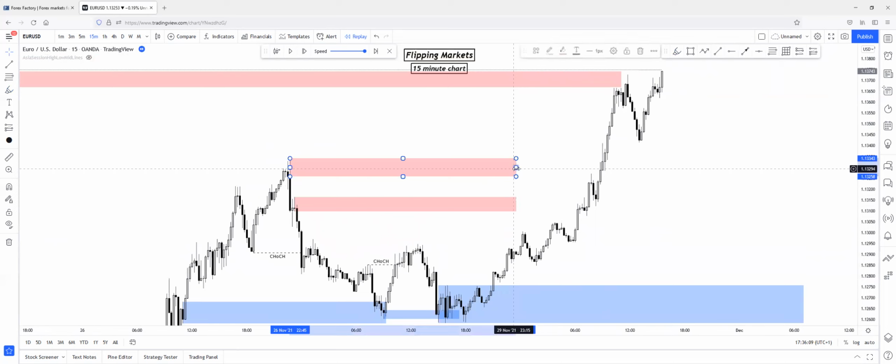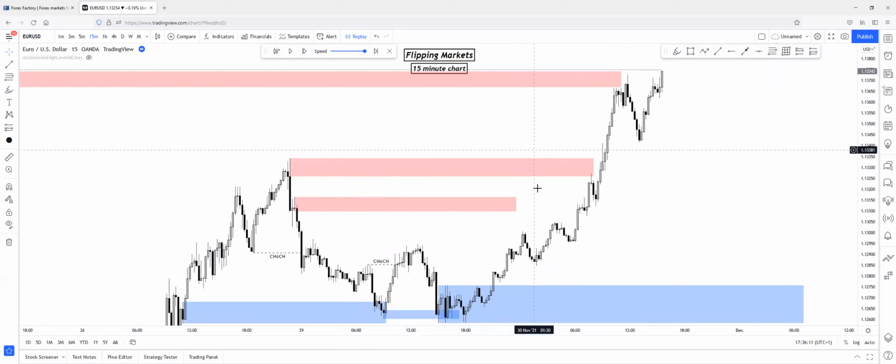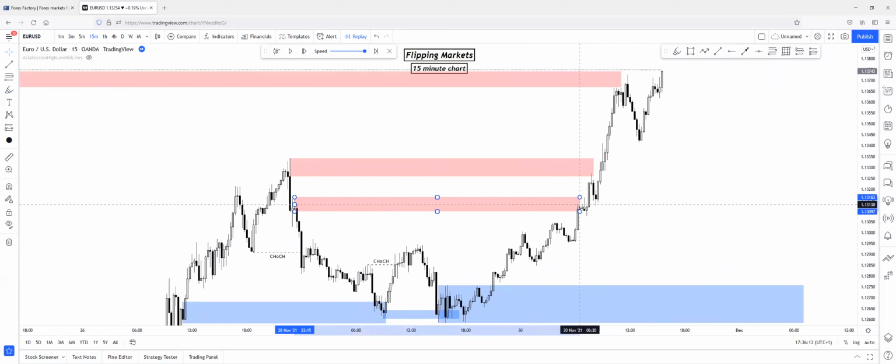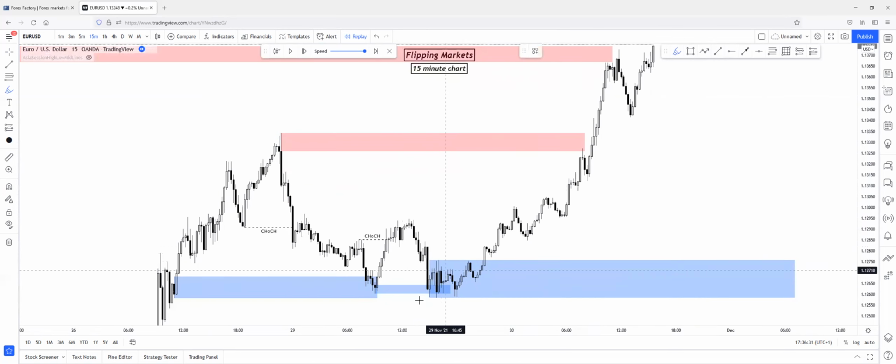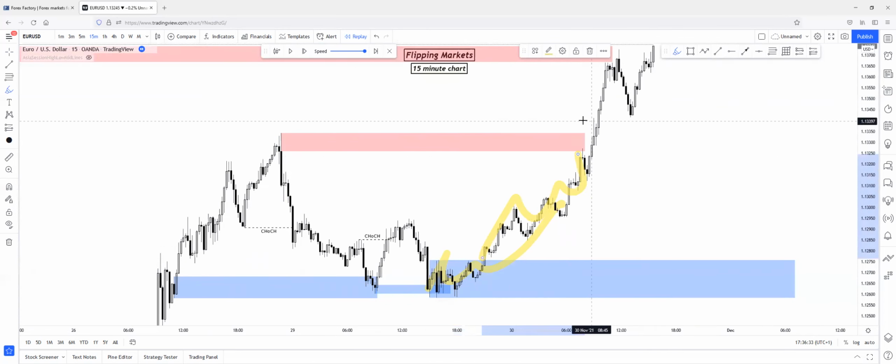As you can see, this supply wick is a flip zone. Also, this supply wick is a flip zone too, but this is less valuable because it didn't have that much reaction as the extreme one. So, okay, I will just delete this one and focus on the extreme one. So, as I told you, this supply zone changed character to the downside first here. And as you can see, after the demand change of character, price started to form a series of higher highs and higher lows and tapped into this supply zone.